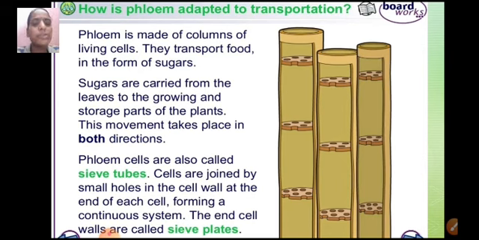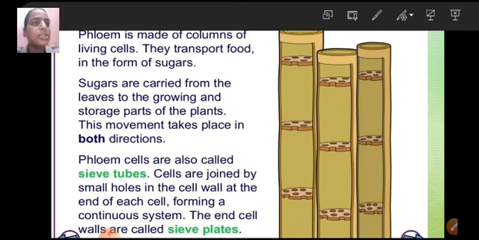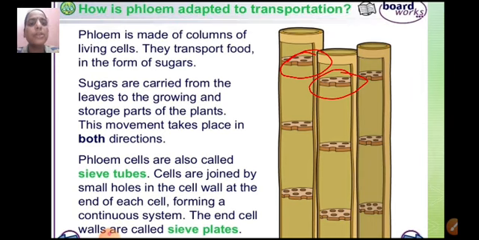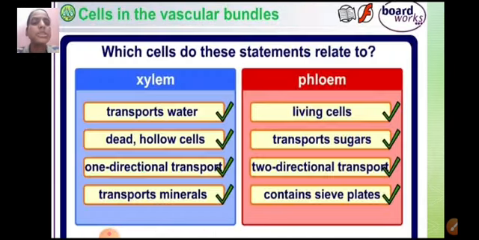Phloem cells are also called sieve tubes. Cells are joined by small holes in the cell wall at the end of each cell, forming a continuous system. The end cell walls are called sieve plates. Here you can see that sieve-like structures are present, and due to the presence of these sieve-like structures, phloems are also known as sieve tubes.